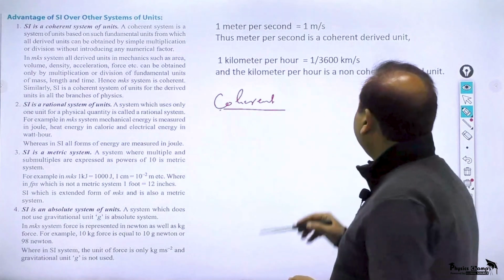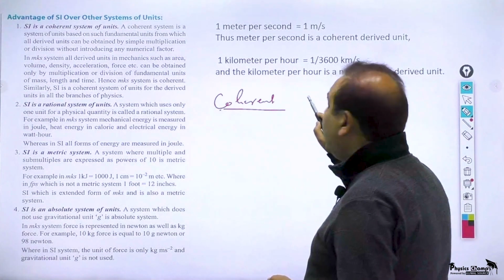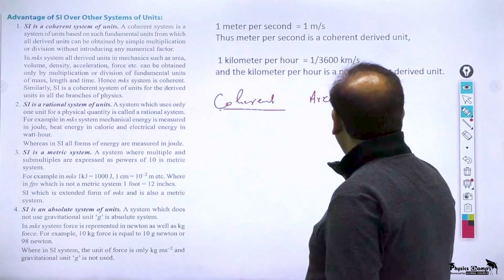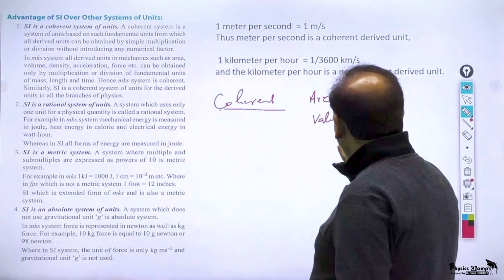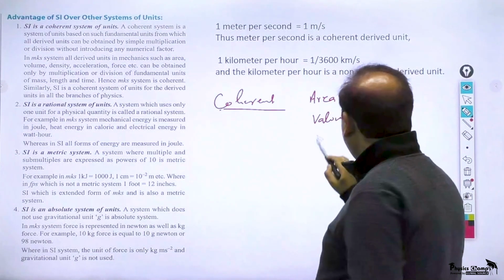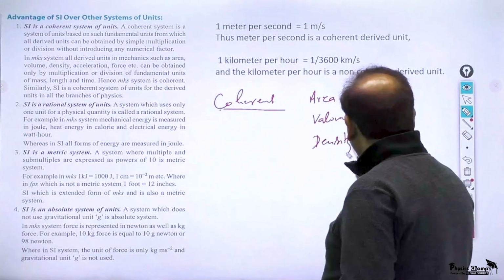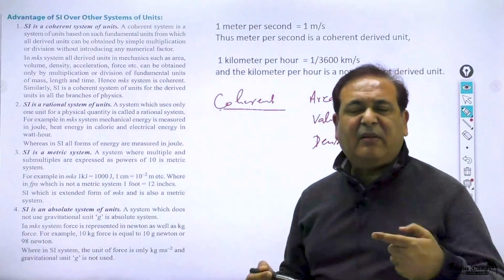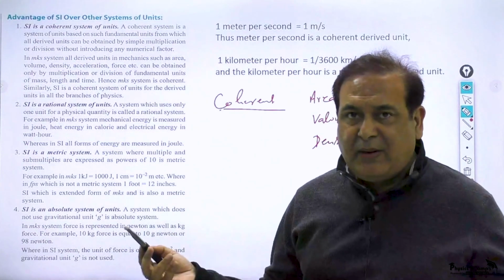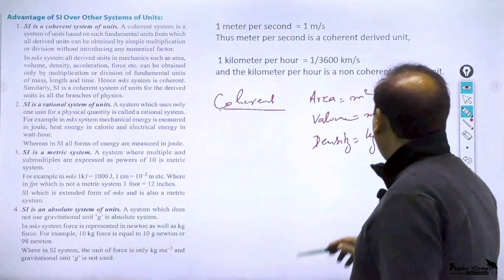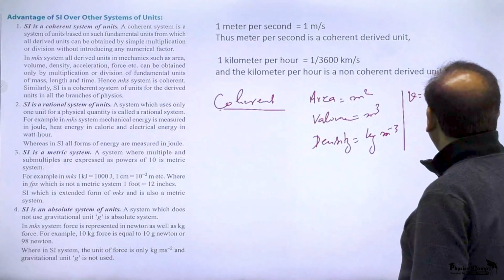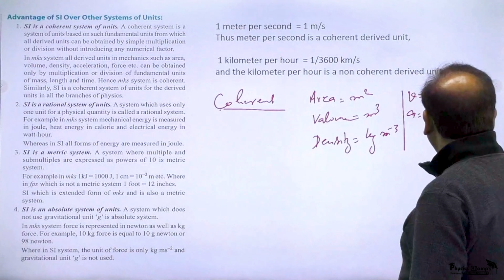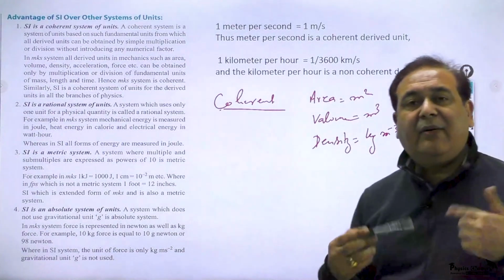For example, for length, the unit is meter. For area, the unit is meter square. For volume, the unit is meter cube. For density, the unit is kilogram per meter cube. So all these derived units are obtained by simply multiplying and dividing fundamental units. No numerical values are to be added. For example, velocity is meter per second, distance per unit time. For acceleration, it is meter per second square. They are all derived units.